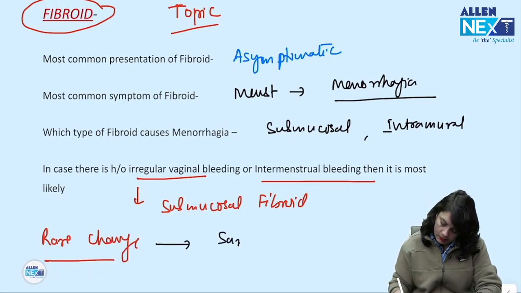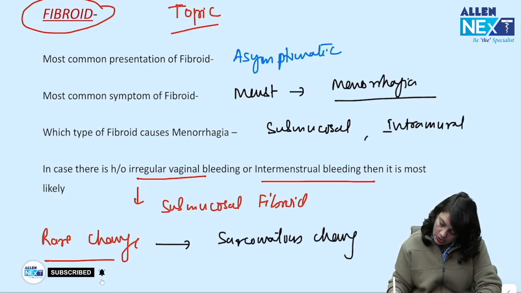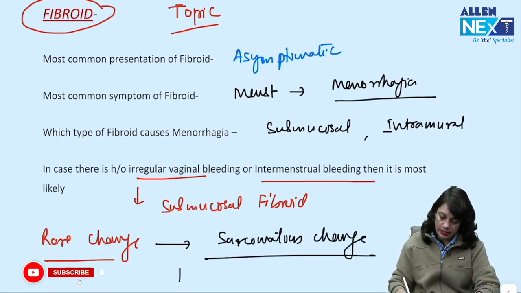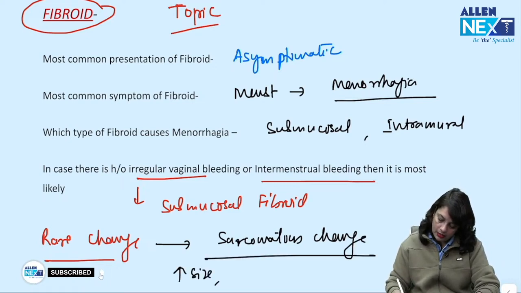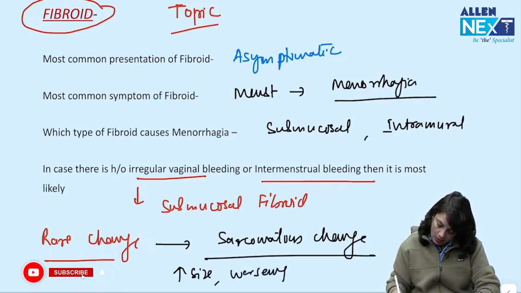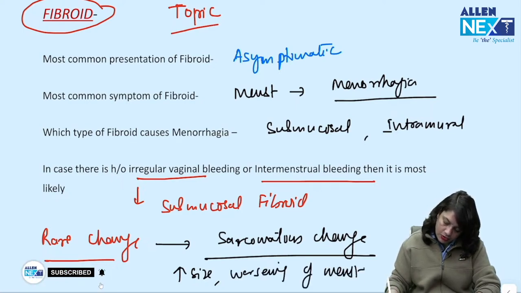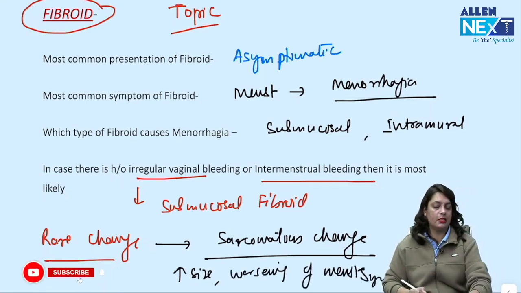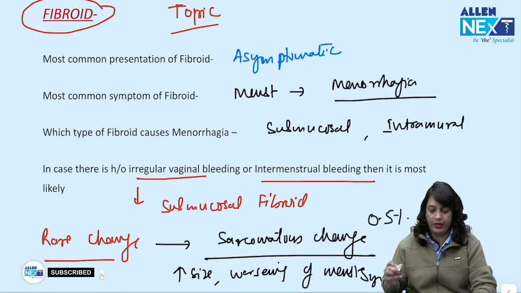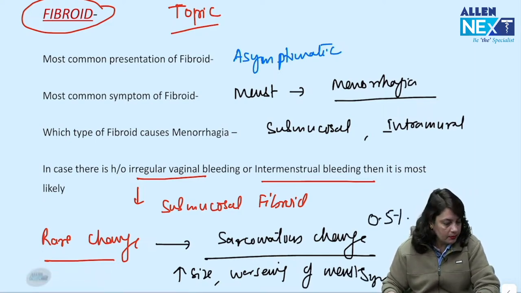What is the rarest change occurring in fibroid? Sarcomatous change, like sudden increase in the size of the fibroid, then worsening of menstrual symptoms. You can suspect a sarcomatous change, that is 0.5%.